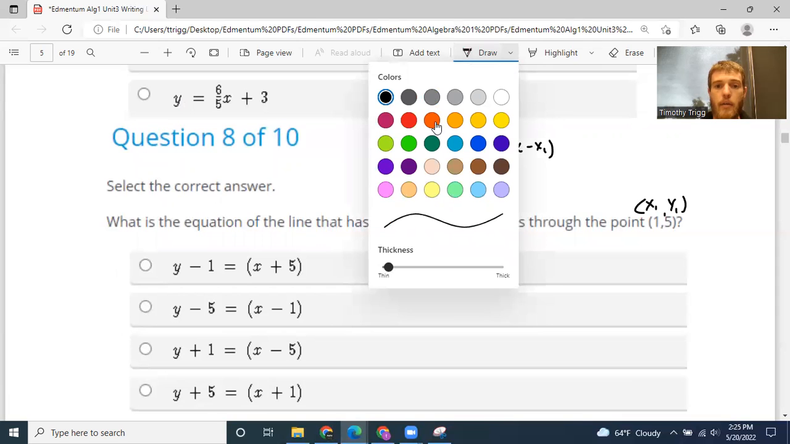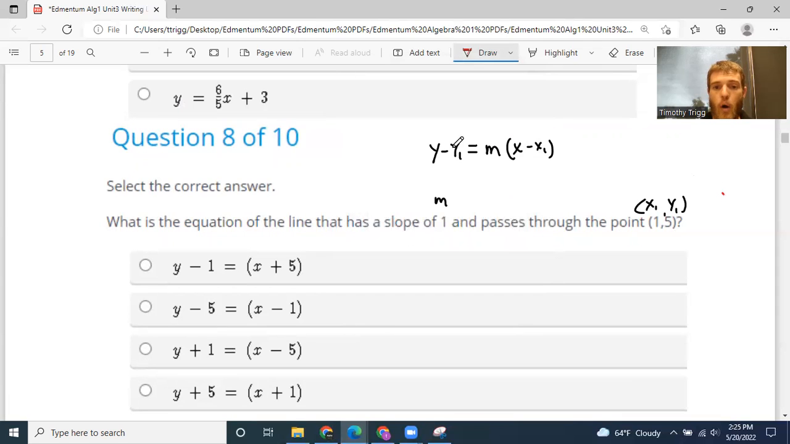So what's this going to look like? Well, let's go ahead and replace y sub 1 and x sub 1 and m with the values here. So y minus y sub 1 is 5 equals m is 1, parentheses, x minus x sub 1. X sub 1 is 1. Multiplying by 1 doesn't actually do anything, so this one in this case is not necessary.